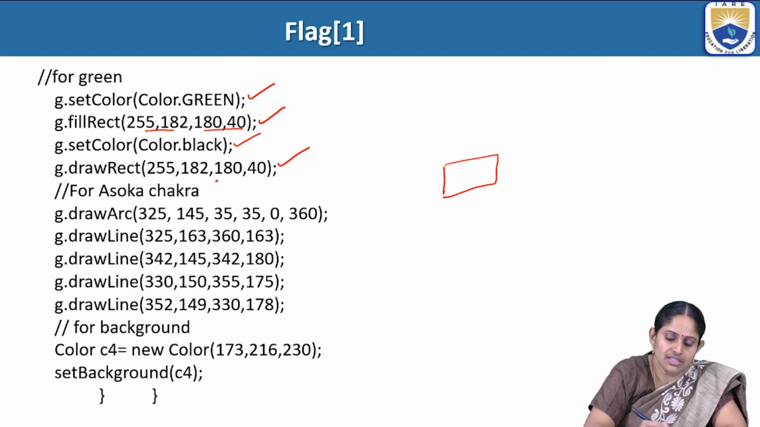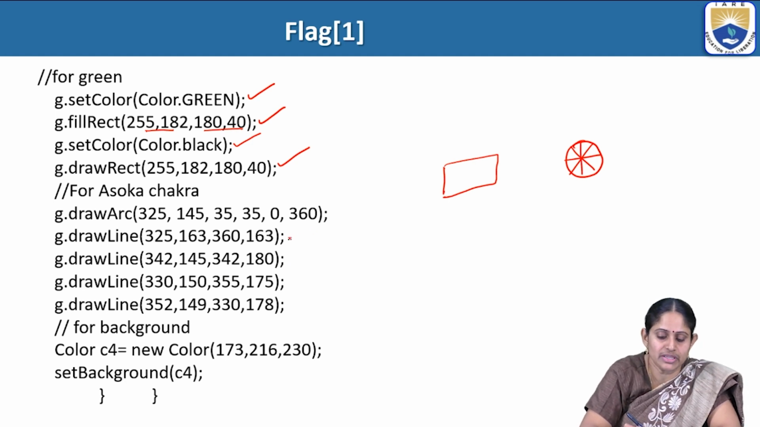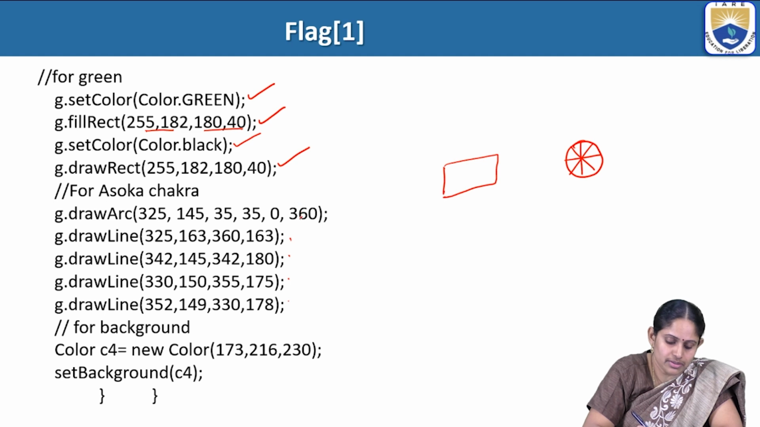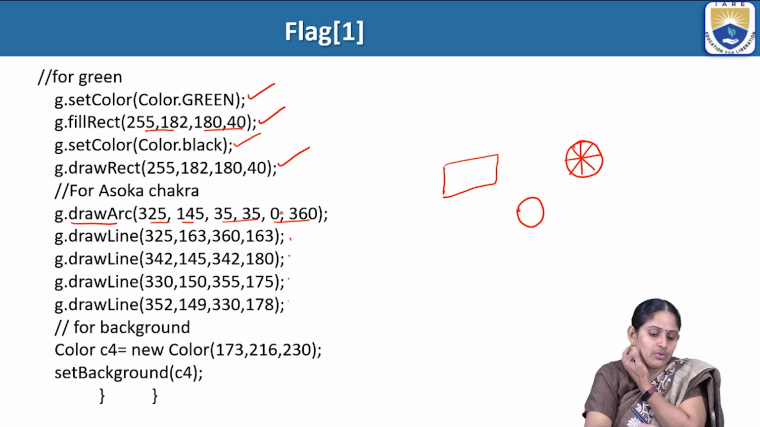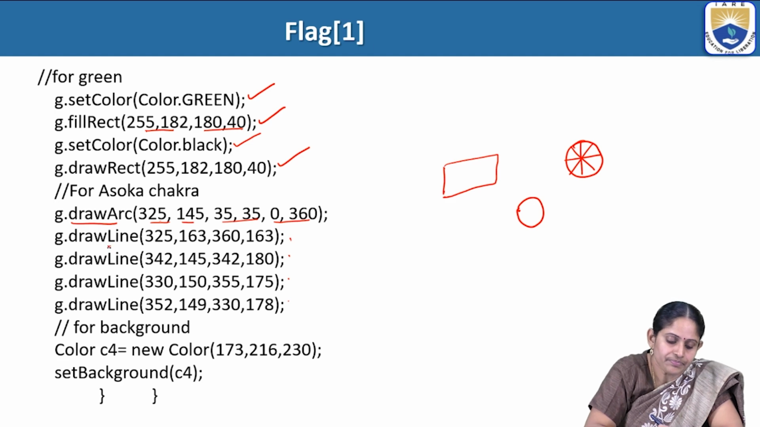Now for Ashoka Chakra, we need a circle and 24 strokes are needed, but I have created only 8 strokes with 4 lines. To draw the circle, I'm calling the draw arc. It will start at these x and y coordinates, and its length and breadth will be so, and it is starting like this, and you are having 360 degrees, so you get a complete circle.